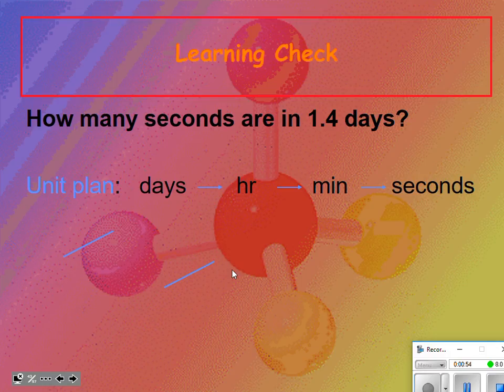So as I put my first up there, I have 24 hours on the top, 1 day on the bottom, so that my days cancel. What's my next conversion factor going to be? What's on top? What's on bottom? Who's got it? Jacob's got it. What is it, Jacob? What's on top? 60 minutes on top, 1 hour on the bottom.